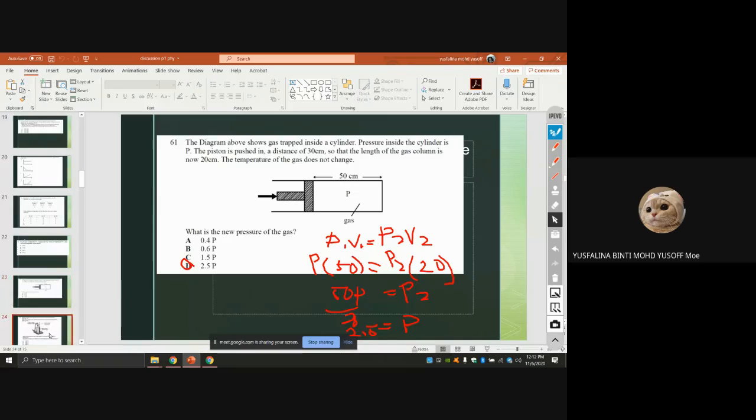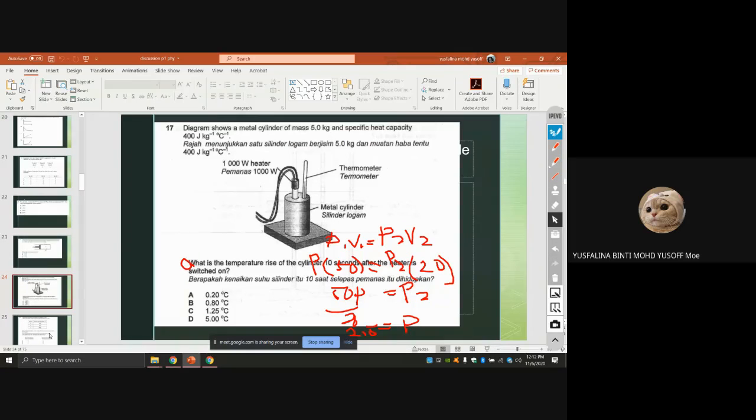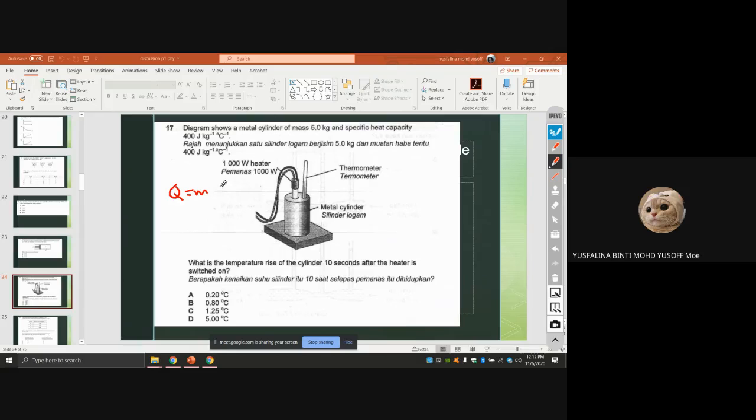The next one. The diagram shows a metal cylinder of mass 5 kg and specific heat capacity 400 J/kg/°C. So what is the temperature rise of the cylinder 10 seconds after the heater is switched on? For this one you have to use the formula Q equals mc theta. But the value of the quantity of heat energy is not given here. You can see they give you the power here, right? So use Pt equals mc theta.